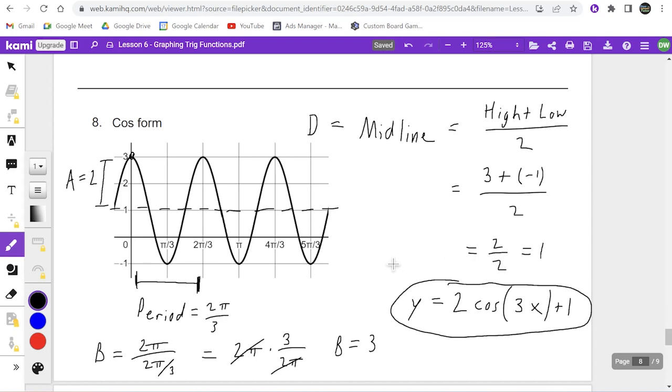So there we go. There's the cosine form. And now, finally, we're done with that one. Okay, great. 2 more to go.